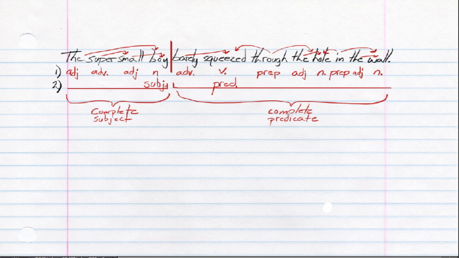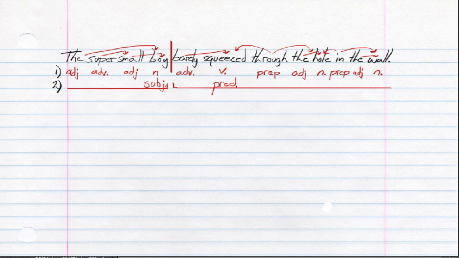Now, if we had to narrow it down to just one significant word on either side of that line, we would arrive with the simple subject, boy, and the simple predicate, squeezed. Now what I mean by that is every word over here that is not boy is telling me about the boy. And every word over here that is not squeezed is telling me about the squeezed. These are known as simple subject and simple predicate.